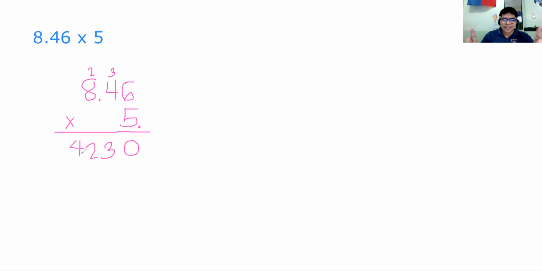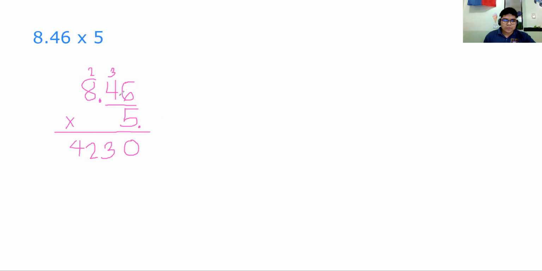But it is not 846 times 5, it is 8.46 times 5. So we're going to consider this decimal point. Okay. This number, 8.46, has two numbers in the decimal places. Or it has two decimal places. One in the tenths place and one in the hundredths place. Yung 5, wala naman. Okay?